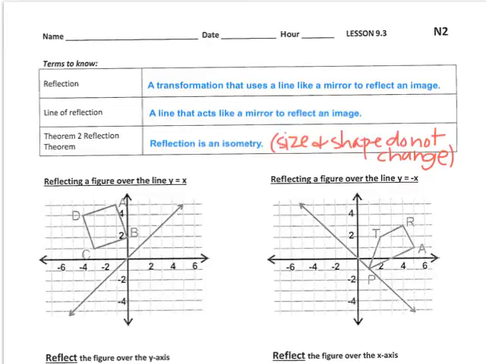And as I stated in the previous video, size and shape do not change when we're doing a transformation that is an isometry. So let's go back up and look at the word reflection.